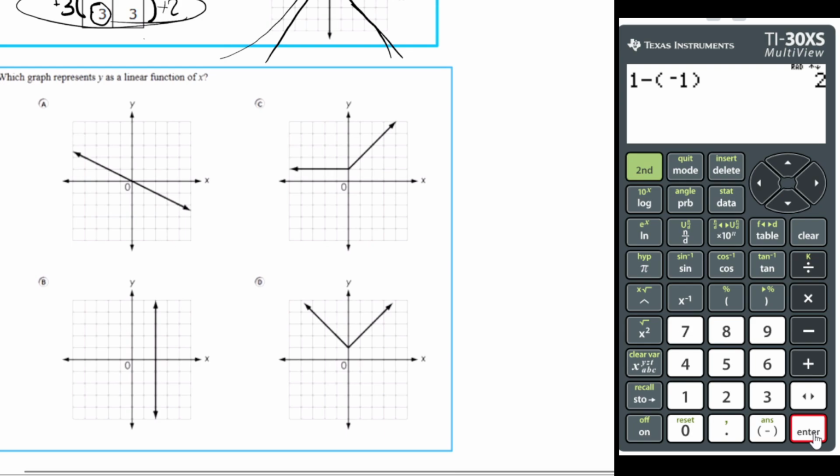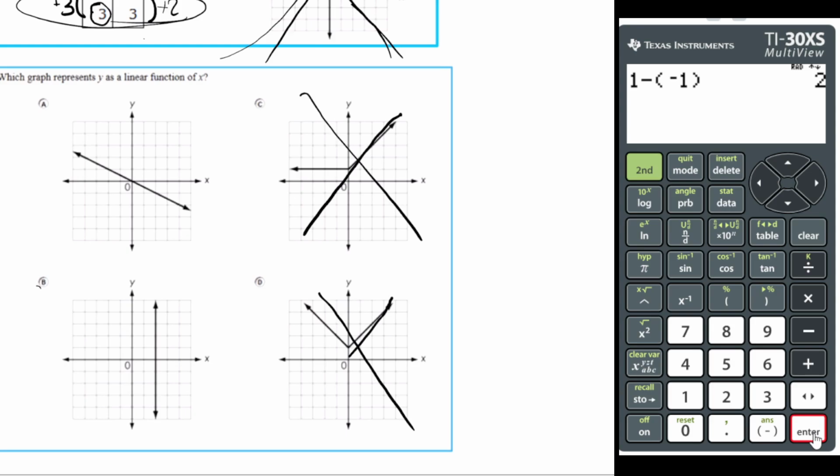Next question. Which graph represents y as a linear function of x? This is a tricky question, and I'll tell you why. Because you have to remember the definition of function. A function cannot have repeating x's. It cannot fail the vertical line test. So A is a straight line. B is a straight line. C is not. C is out. D is not. D is out. So you're between A and B.